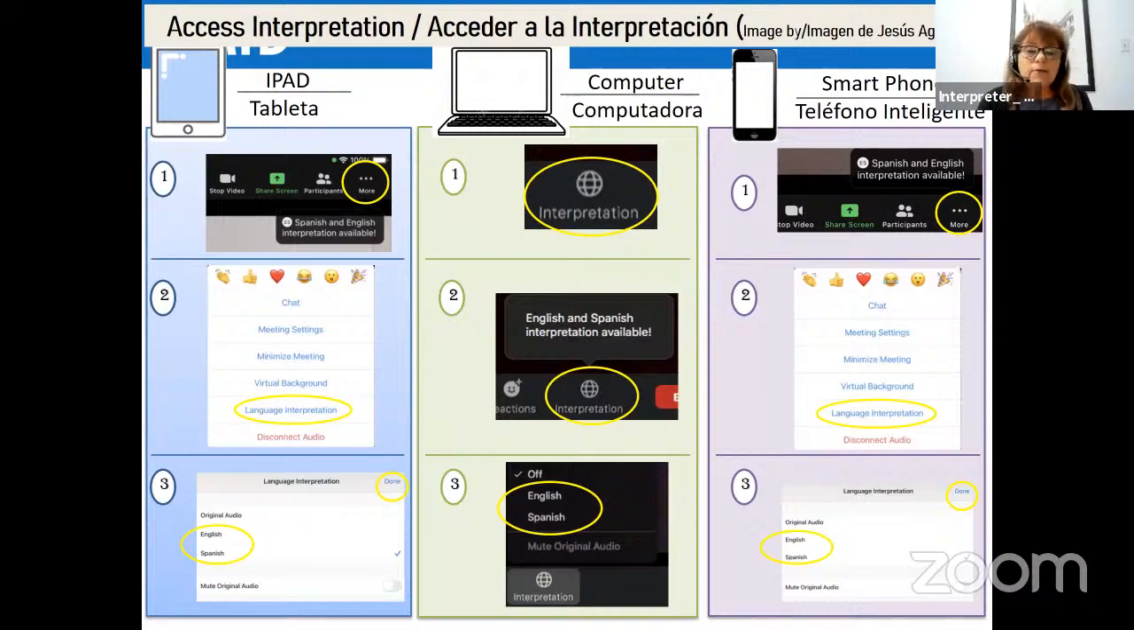If you are calling from a phone or an iPad, you will see a 3-dot menu. Click on the 3 dots, click on language interpretation, click on English, and click on done.